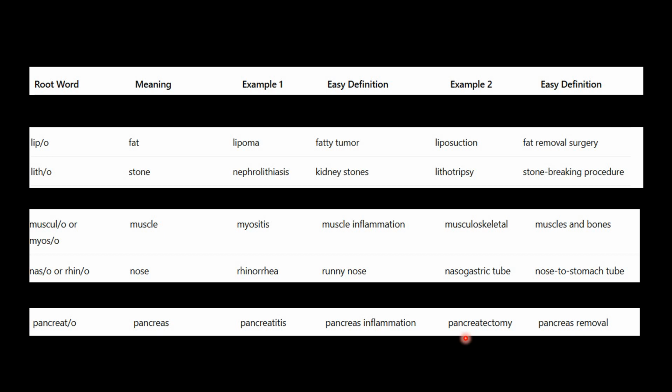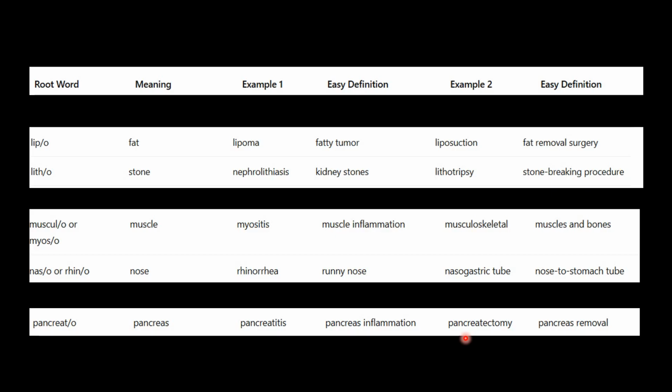Next we have lip or lipo, that is denoting the fat. For example, lipoma, which is nothing but a fatty tumor. So if you want to show something fatty, then in that case we will use the terminology lipo. Lip or lipo. So lipoma.